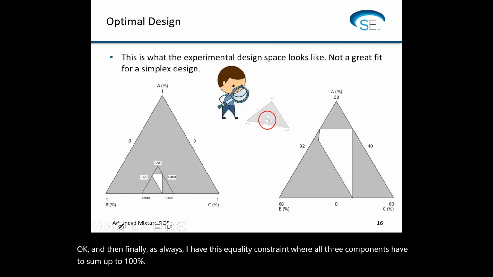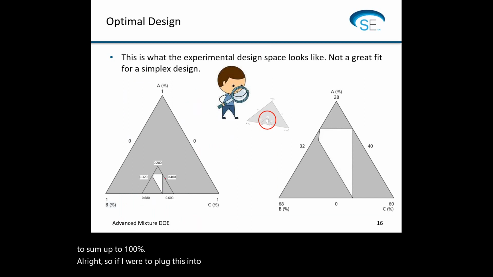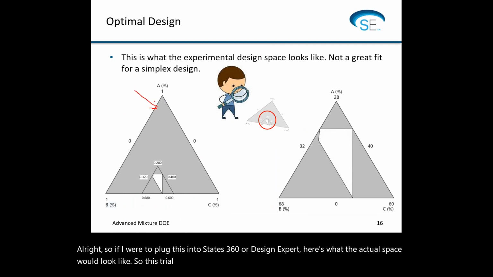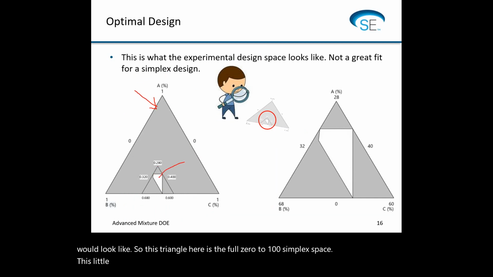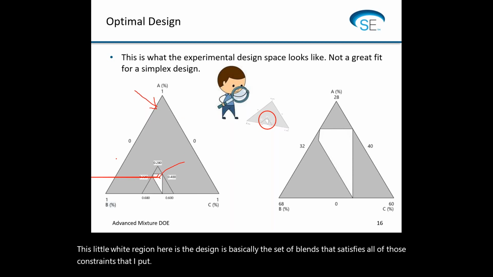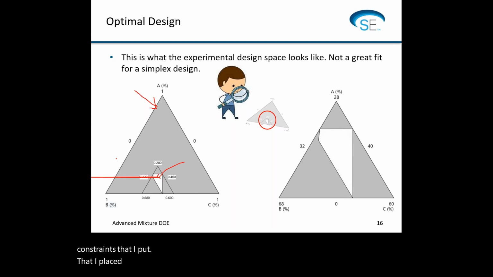All right, so if I were to plug this into Stat-Ease 360 or Design-Expert, here's what the actual space would look like. So this triangle here is the full 0 to 100 simplex space. This little white region here is basically the set of blends that satisfies all of those constraints that I placed in the previous slide.